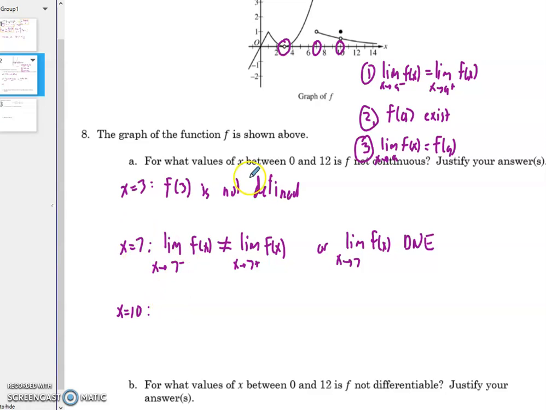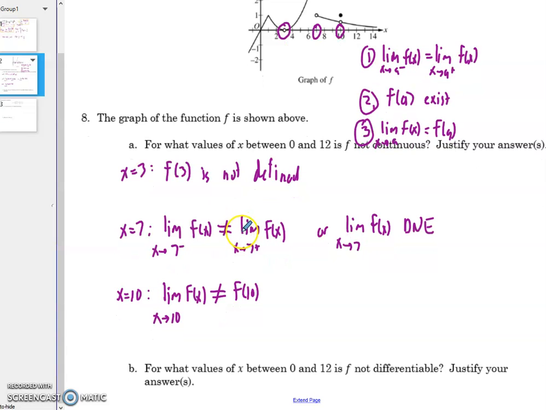In the last one, the limit for x equals 10, the limit exists because as you come from the left, y is approaching, it's a little below 1, but something right here. And as you come from the right, y is also approaching that same value, so the limit exists, and the function is defined, but those two are not the same. So it's number 3 that fails. So you could say something like the limit as x approaches 10 of f of x, which exists, does not equal f of 10. This limit is not equal to that value. So this would be all the points. And again, we studied this, so I think you should know how to do it.